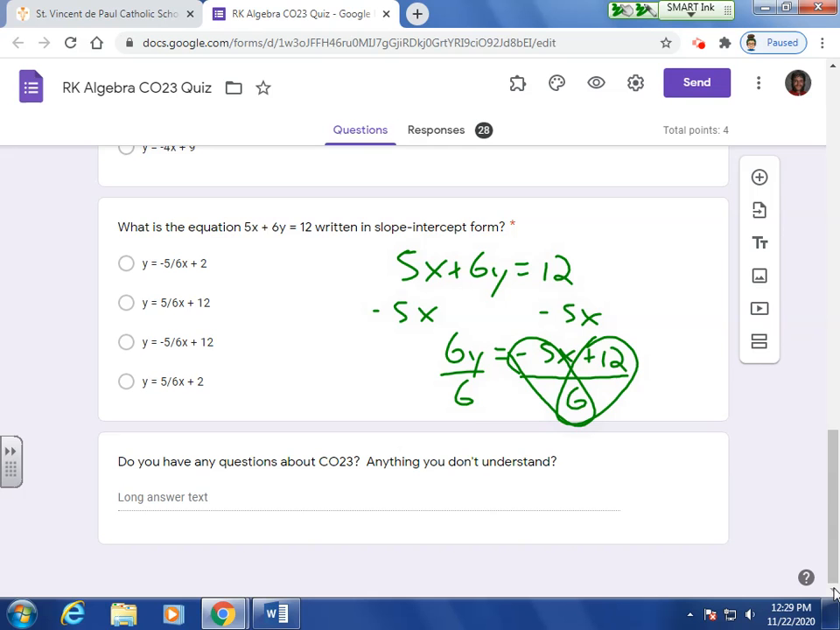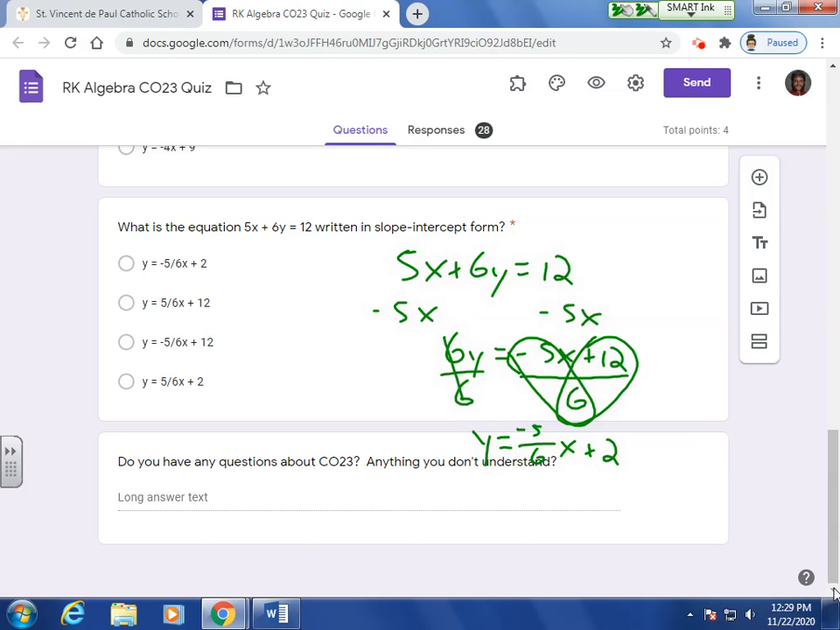So anyway, on the left side, y is by itself because they cancel out. On the right, a negative 5 divided by 6 doesn't work out evenly, but we don't really care, right? Slope is a fraction anyway. Don't write a decimal. So we just keep it negative 5/6. And then positive 12 divided by 6 is positive 2.